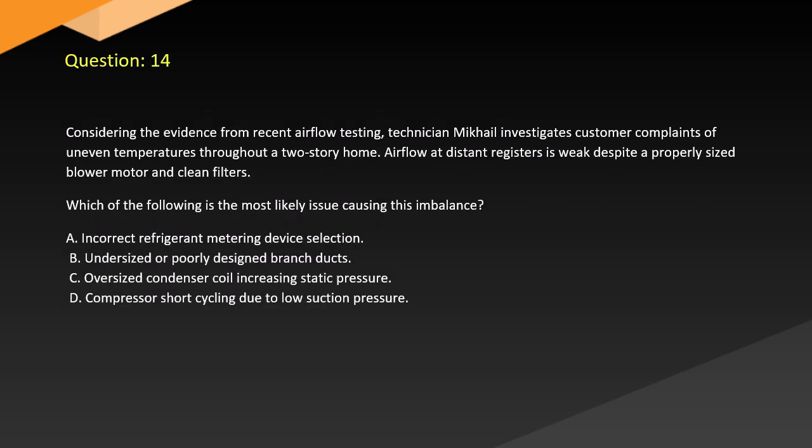Question 14. Considering the evidence from recent airflow testing, technician Mikkel investigates customer complaints of uneven temperatures throughout a two-story home. Airflow at distant registers is weak despite a properly sized blower motor and clean filters. Which of the following is the most likely issue causing this imbalance? A. Incorrect refrigerant metering device selection. B. Undersized or poorly designed branch ducts. C. Oversized condenser coil increasing static pressure. D. Compressor short cycling due to low suction pressure.